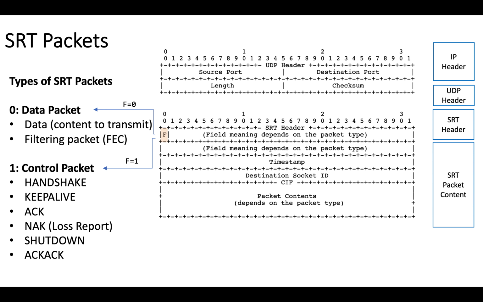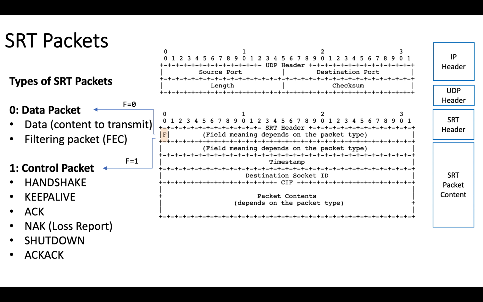Let me start with a short overview of SRT packets. The core of any protocol is how the communication is being performed, what kind of packets are used. SRT packets are transmitted in the payload of UDP datagrams. This slide shows the placement of SRT packets in a common packet structure. Every SRT packet has its own header and packet contents.